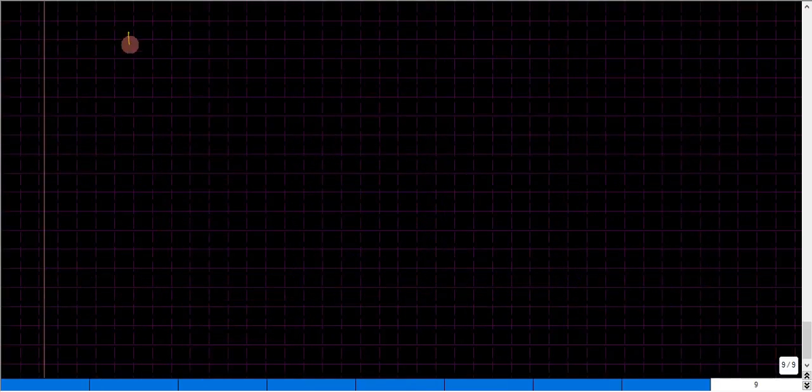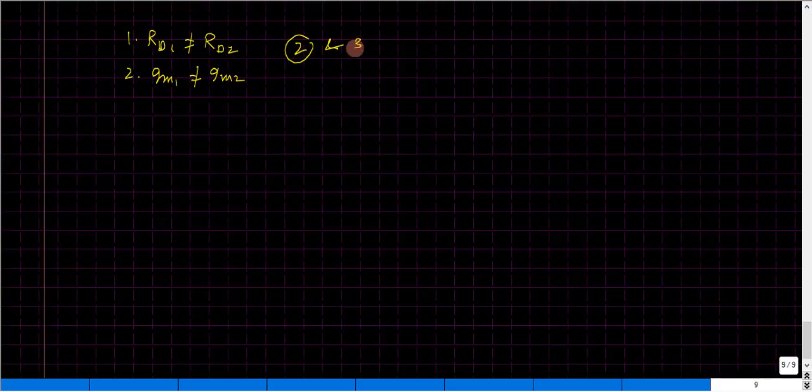That is, the first assumption is, what if the value of RD1 is not equal to RD2, and the second case would be the value of GM1 is not equal to GM2. And then I'm just going to prove that the second as well as the third expression that I have shown before is going to be a non-zero value.